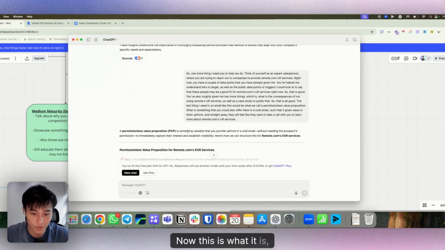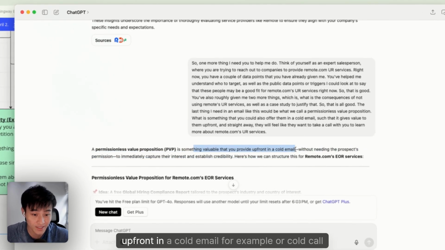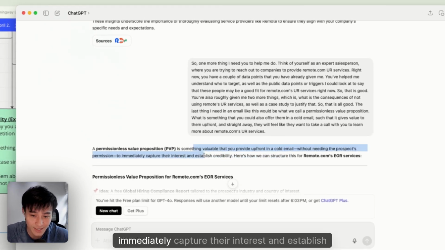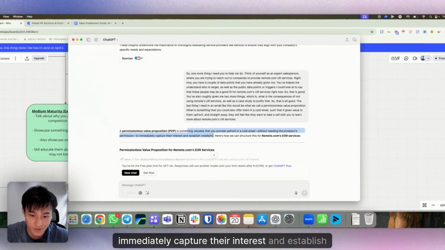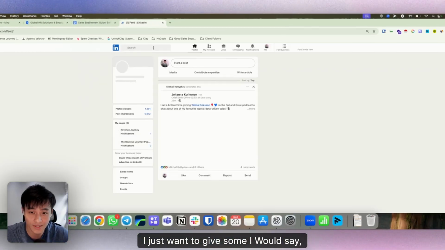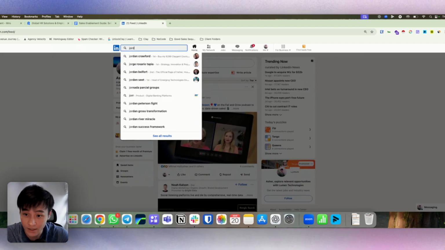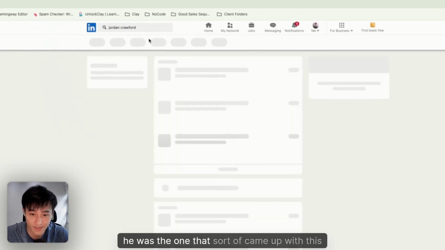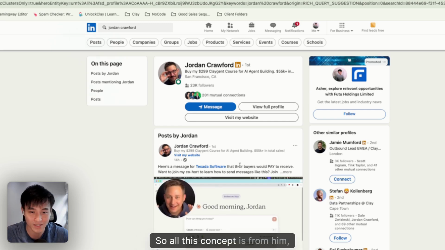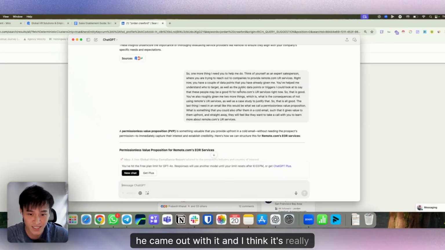Now, this is what it is. It's something valuable that you can provide upfront in a cold email, for example, or cold call, without needing the prospect's permission to immediately capture their interest and establish credibility. By the way, I just want to give props to Jordan Crawford. He was the one that came out with this permissionless value proposition, so all this concept is from him, and I think it's really useful.